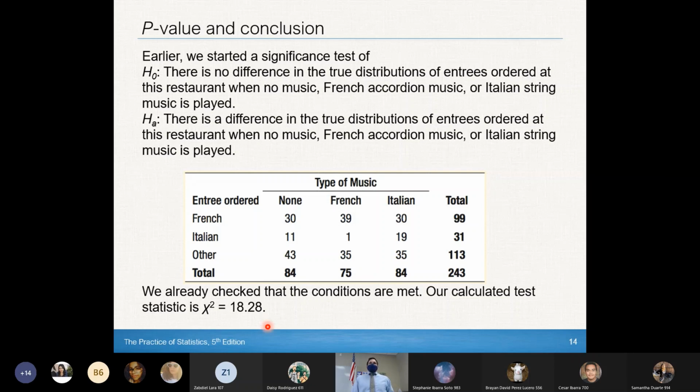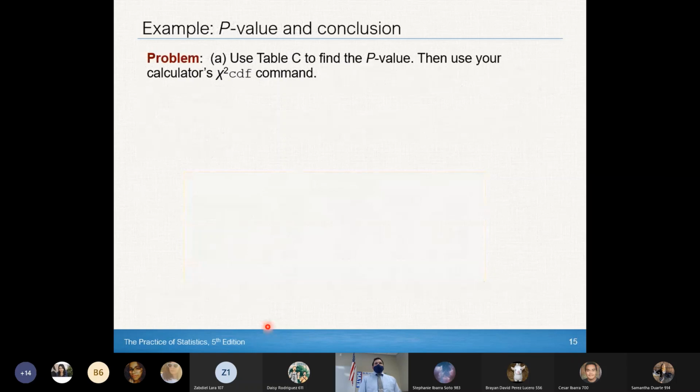We have our observed counts in the table below. We already checked that the conditions are met. Our calculated test statistic was chi-squared equals 18.28. We use table C to find the p-value, and then use the calculator, the chi-squared CDF command, to get the p-value. And again, we'll see this tomorrow in the calculator.